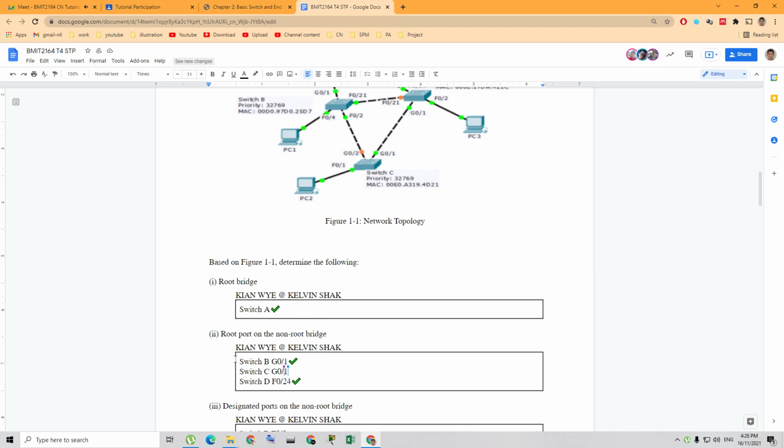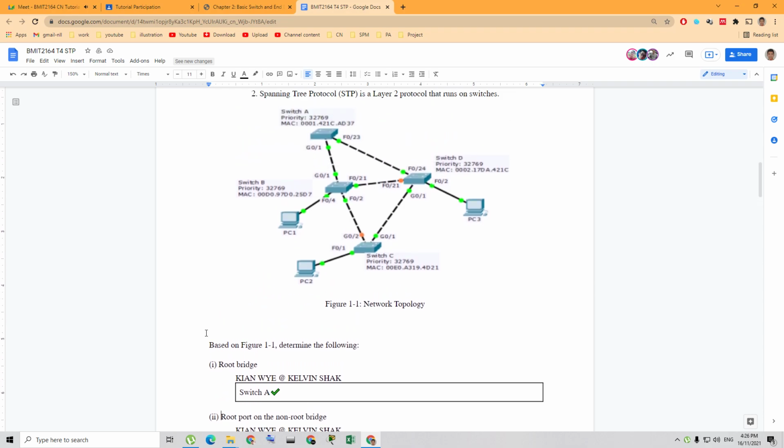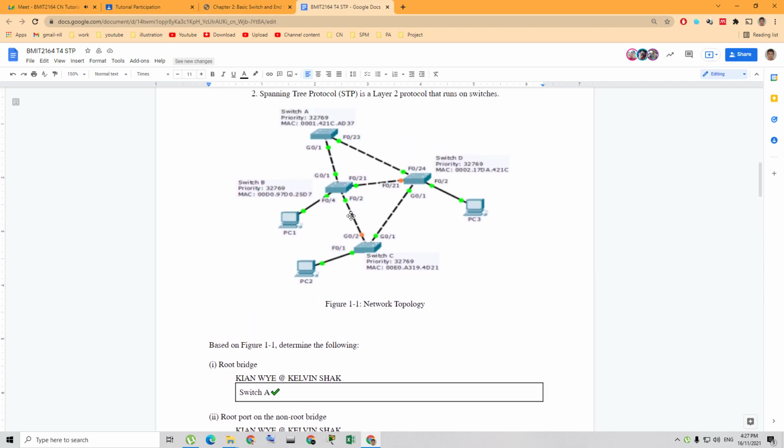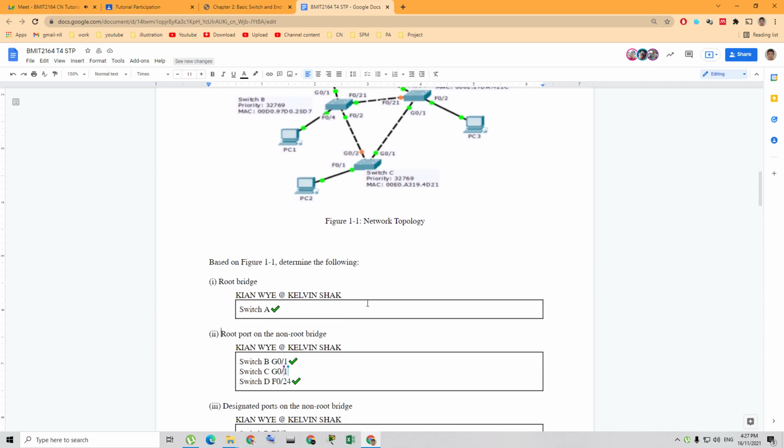Right. So you identify the root. Which switch is that? The root is switch A, and then that's the designated, and then there's the root here. So the switch B root will be G01. Switch D root F02, and then switch C. When you want to indicate which root, which one is winning, G01 or G02, you have to know which one is winning.